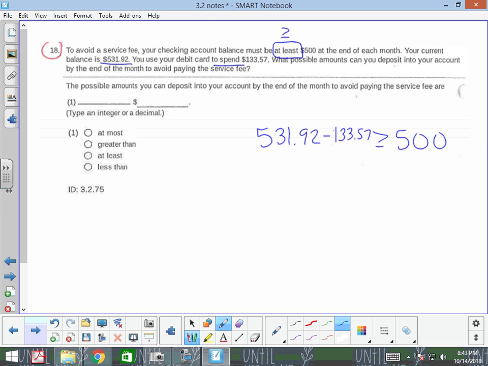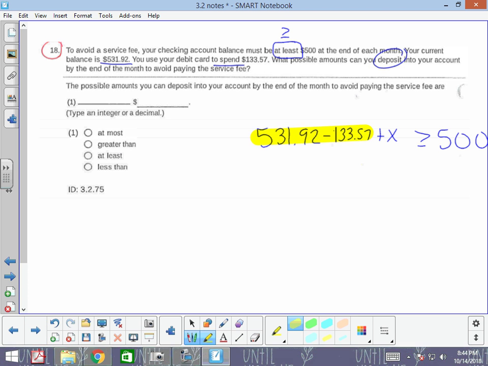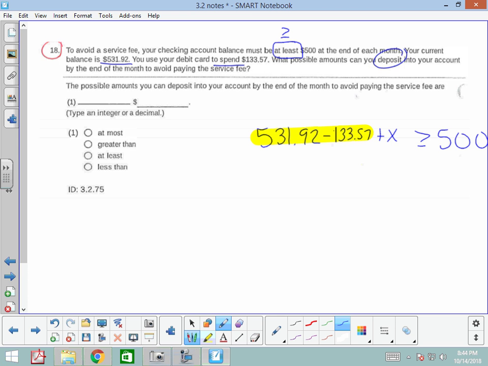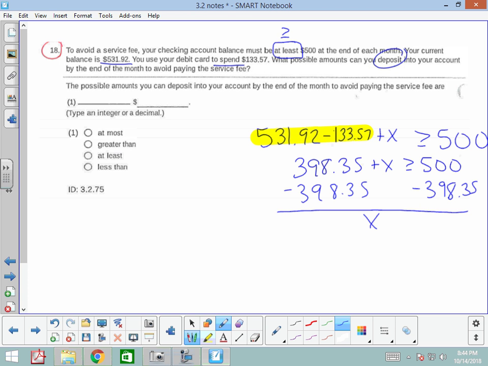All right, so what possible amounts can you deposit into your account by the end of the month to avoid paying a fee? So plus x. So deposit means you're adding. All right, so first let's combine 531.92 minus 133.57. So that's 398.35 plus the deposit equals 500. So subtract, use your calculator. 500 minus 398.35 is greater than or equal to 101.65.